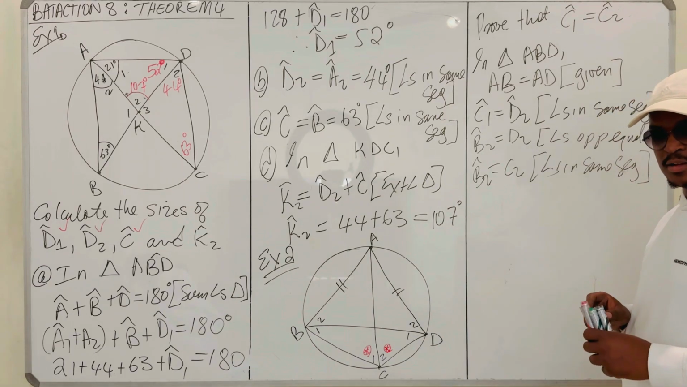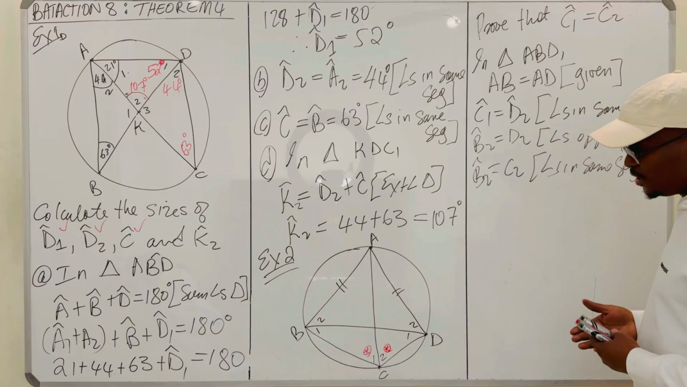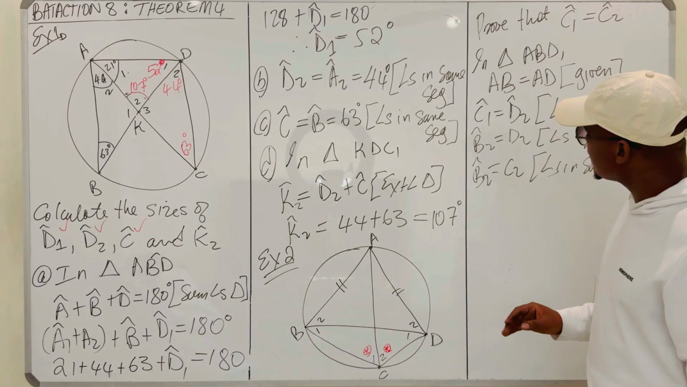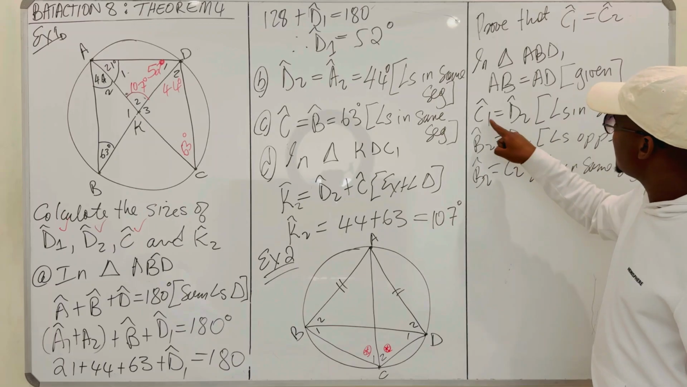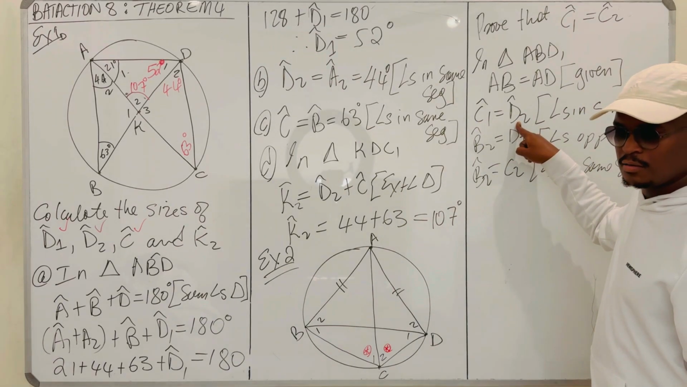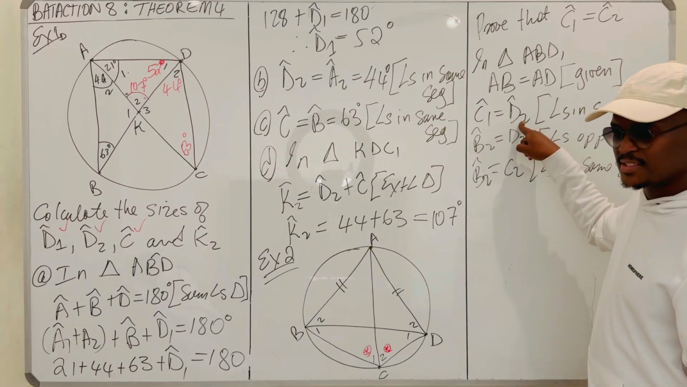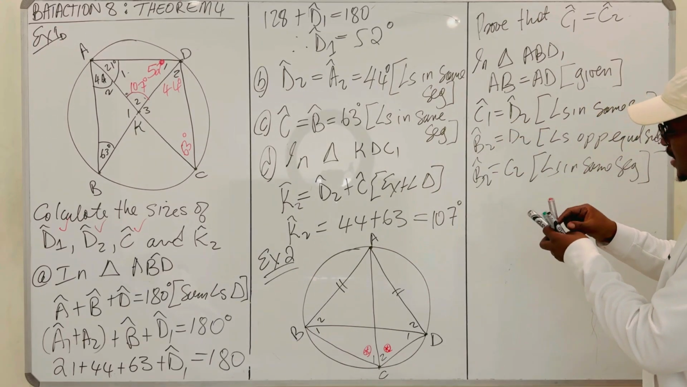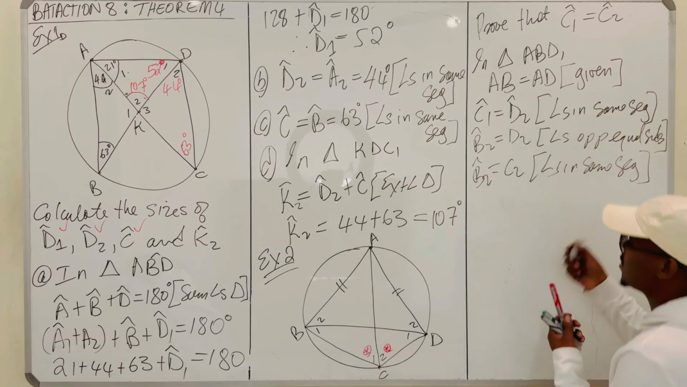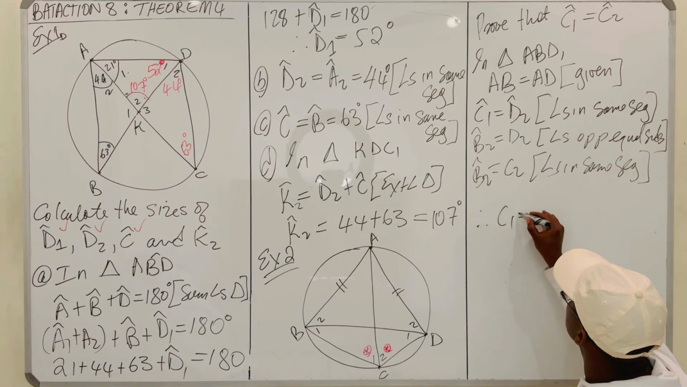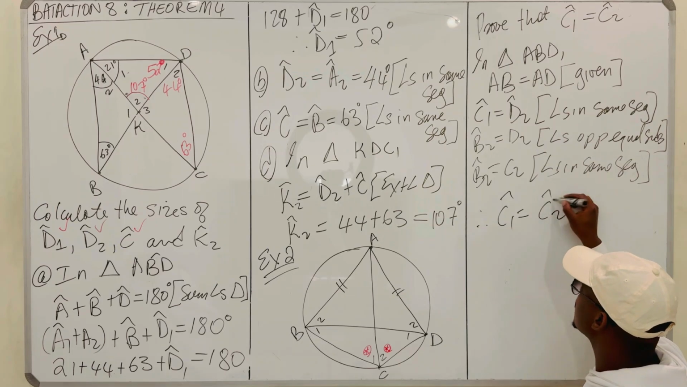So the other way of doing this without problems, just let this be X. Allow this to be X. At the end, therefore, angle C1 is equal to angle C2. Are we clear now? Yes.